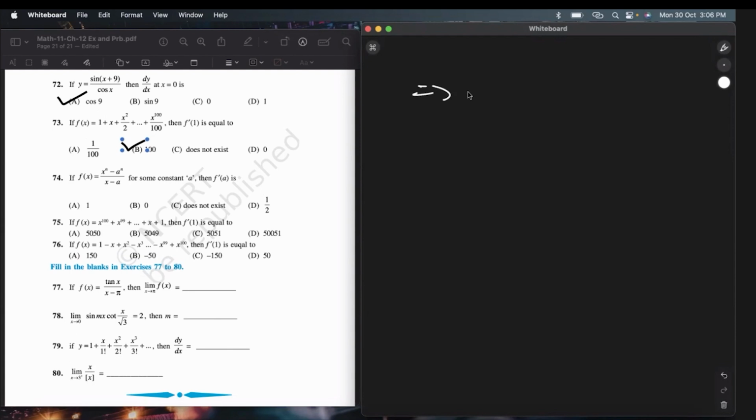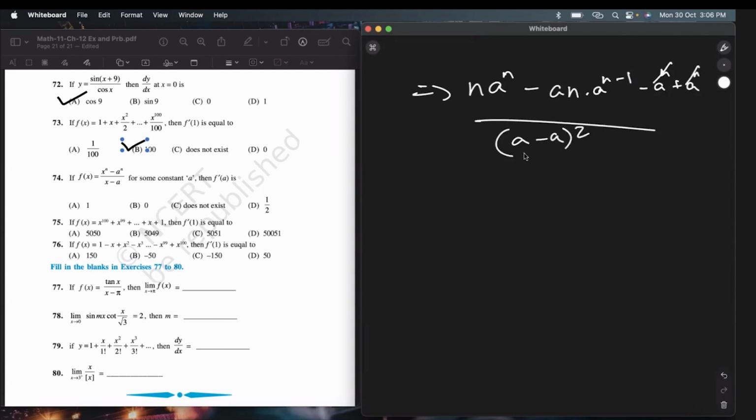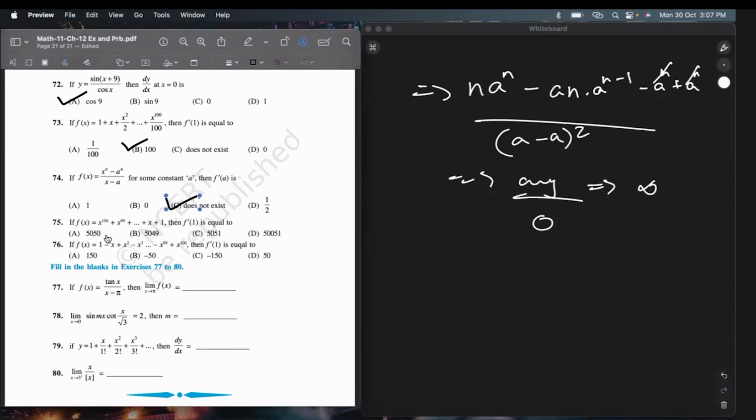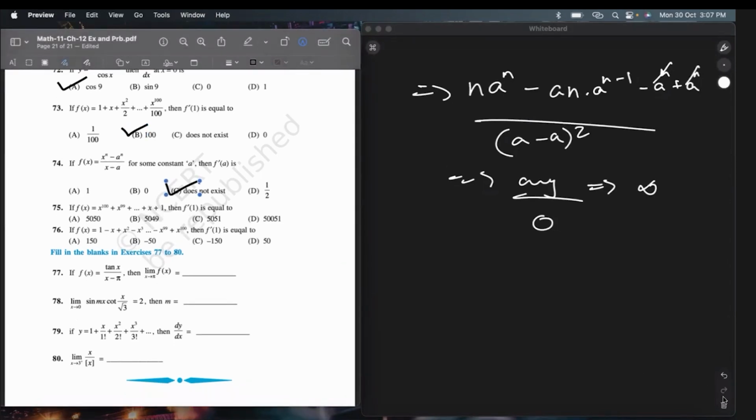I have to put the value x equal to a. So what am I left with? n a^n minus a n a^(n−1) minus a^n plus a^n, whole thing by (a − a) whole square. Okay, so anything by 0 will return a value of what? Infinite. And here we can say that it does not exist. All right. Okay. So moving on to the next question.